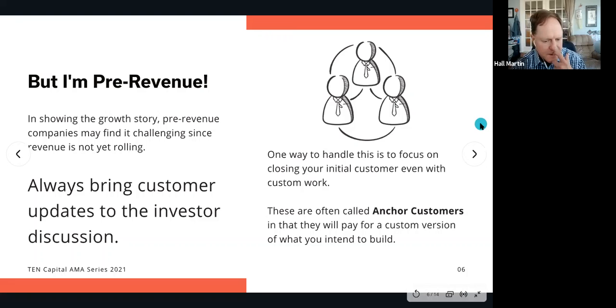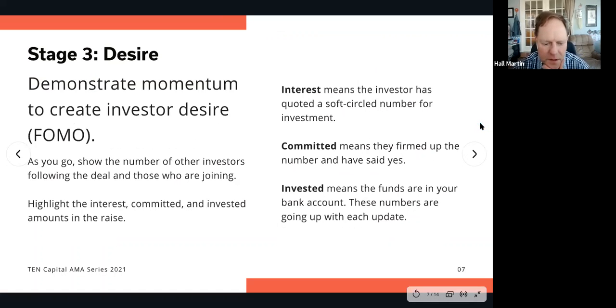So the next stage is stage 3, which is desire. Here you have to create some momentum to get the investor to move forward. As you go through the process of talking to the investor, make sure you talk about the other investors that are following the deal and those who are joining. Investors want to know that they're not the only ones in the deal. There's a reputation risk for the investor if no one else comes in, and investors don't want to lose face in the community, as it hurts their chances for future deals.